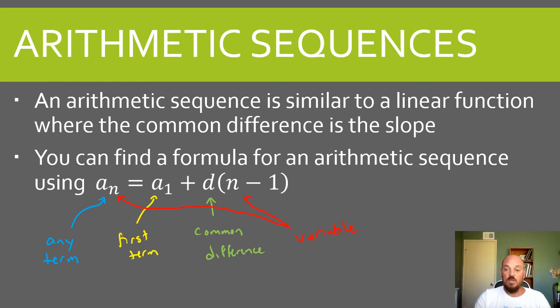If you want to find a100, the 100th term, plug in 100 for n. If you want to find the 10th term, plug in 10 for n. So it kind of depends on what you're finding, but that's the variable. So an is what we're trying to find a formula for. a1 is the first term, d is the common difference, and then n would be the variable. So let's try it out.